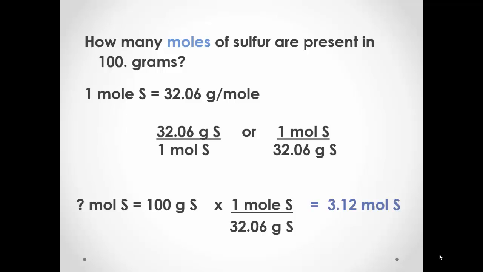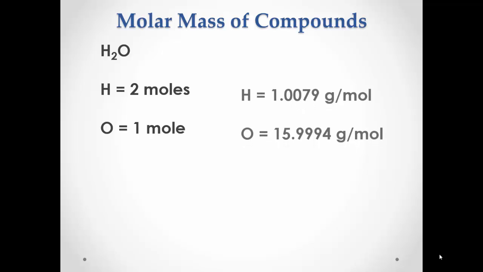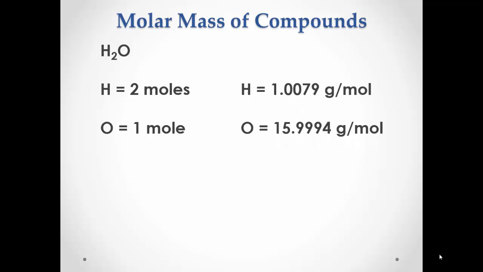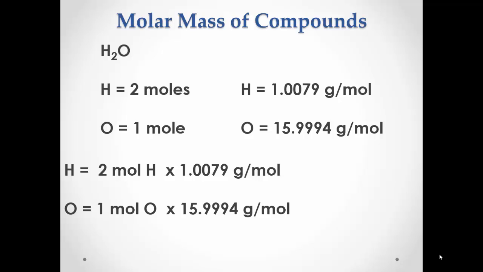What if we have a compound as opposed to a single element? We saw before that the number of moles of each element within a compound is given by the subscripts. So let's say we have water. Water has a chemical formula of H2O. This means that we have 2 moles of hydrogen and 1 mole of oxygen for every mole of water in our sample. We can look up the molar mass of each individual element on the periodic table and multiply that by the number of moles in the compound.